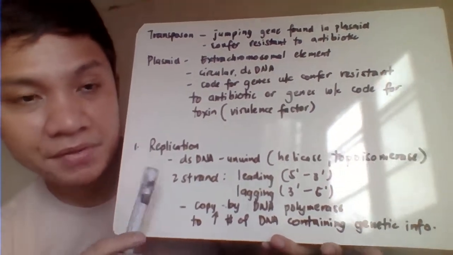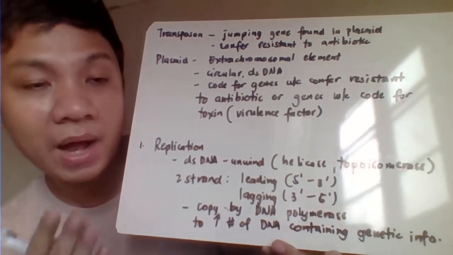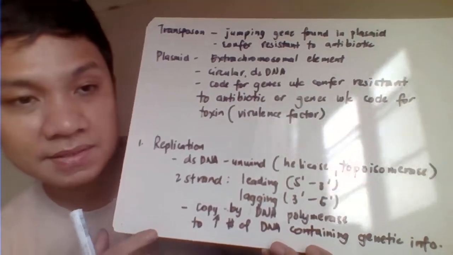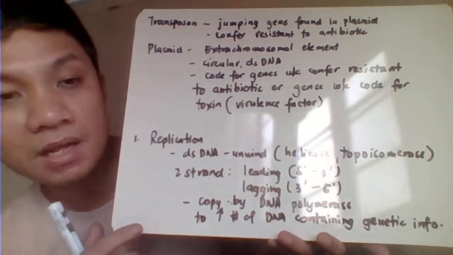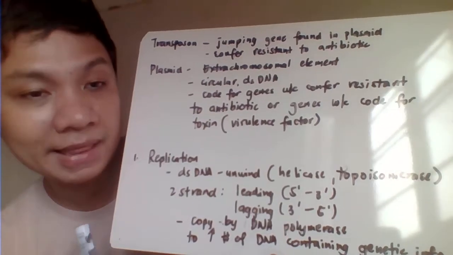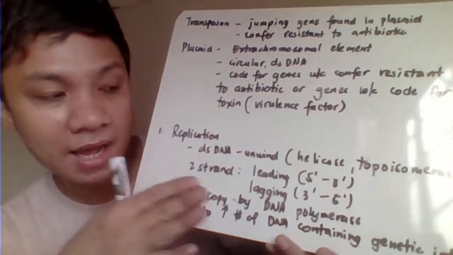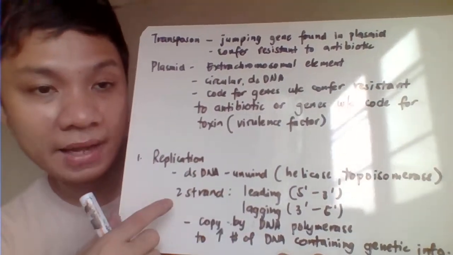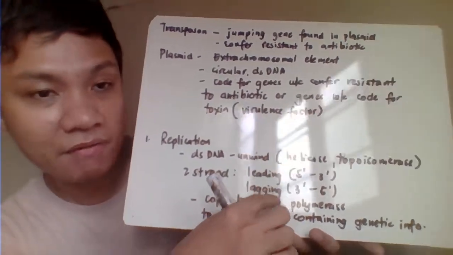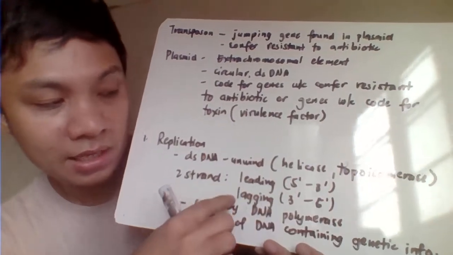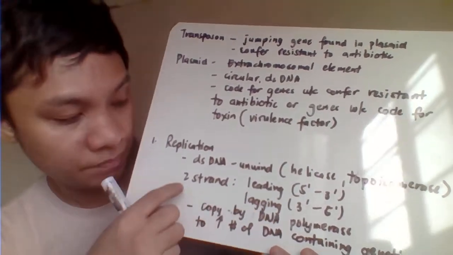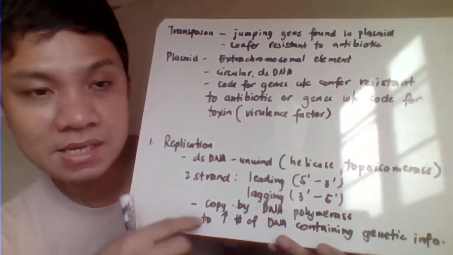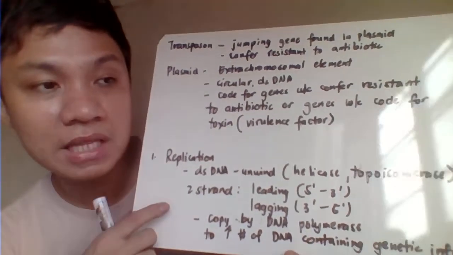As in our view, DNA replication starts with the unwinding of your double-stranded DNA by the enzyme helicase. And you could also have your topoisomerase to prevent the reformation of the double strand. Once unwound, what you have are two strands. One is your leading strand, the other one is your lagging strand. The leading strand has a 5' to 3' direction, and the lagging strand is 3' to 5' direction. Each of these strands will be copied by your DNA polymerase in order for you to have another copy of your DNA.